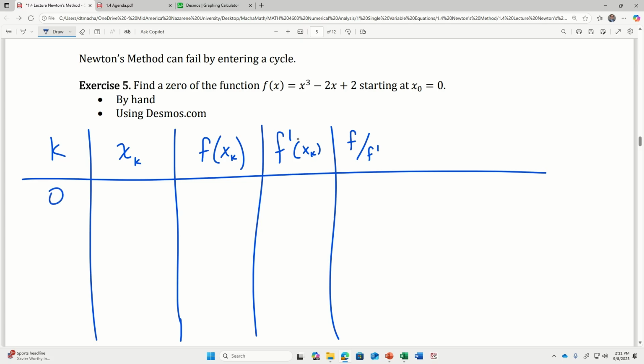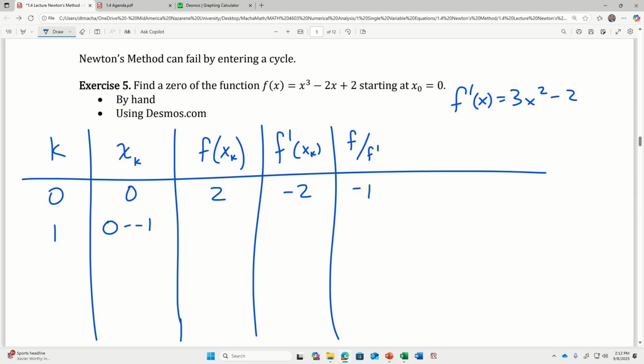So when k is equal to 0, x0 is 0, f of 0 is 0 cubed minus 2 times 0 plus 2. F prime, remember f prime? It's 3x squared minus 2, is going to be 0 minus 2. And f divided by f prime is going to be negative 1. So when k is equal to 1, I need to take 0 minus negative 1 to get my next iterate. Is everybody following along with me?